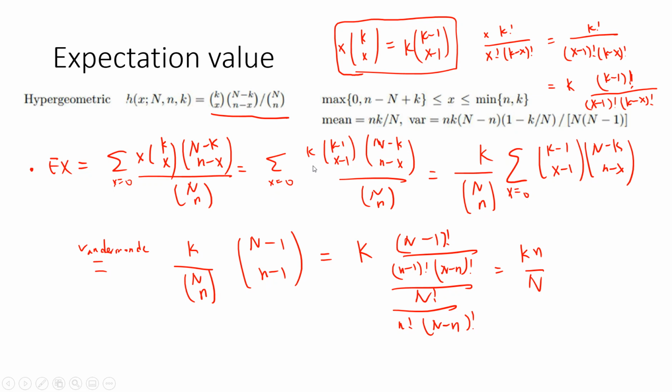So x from 0, you choose, then x times C(K, x) becomes K times C(K minus 1, x minus 1), and C(N minus K, n minus x). Okay, so you pull out K, and you have capital N choose n, and C(K minus 1, x minus 1) C(N minus K, n minus x). Okay, so if you see carefully, if you add these two, you get N minus 1 and small n minus 1.